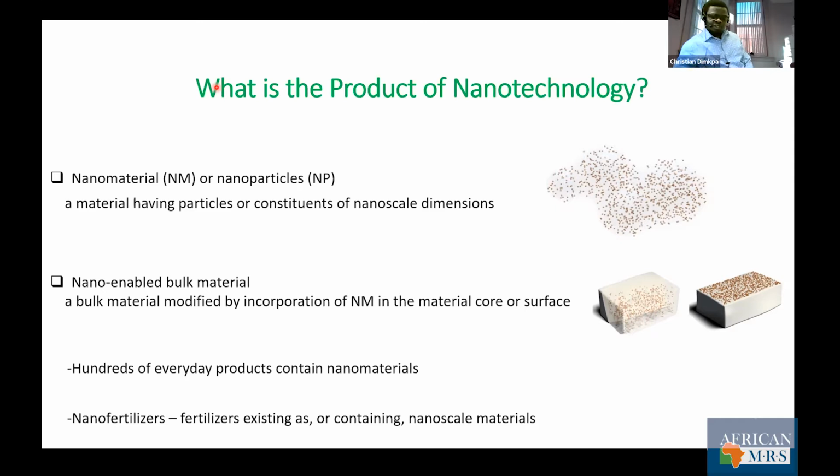Like you see here, these are a cartoon for nanomaterials. You take this material and infuse it into the bulk material, either on the surface or on the inside. Whatever the method, this material will now be referred to as a nano-enabled bulk material. There are hundreds of products that are nano-enabled, and one of them is nanofertilizers, which are simply fertilizers that exist as nanoscale or that contain nanoscale materials in them.